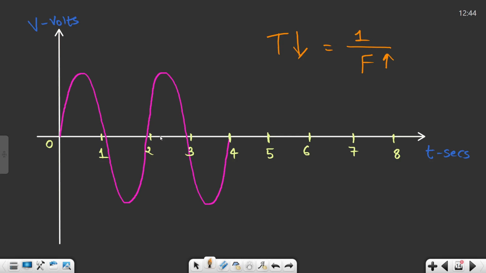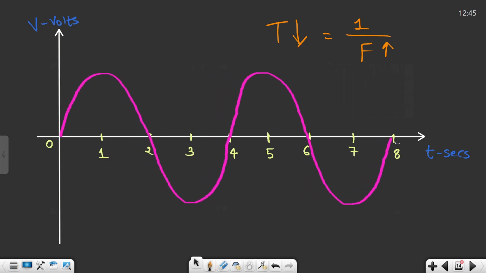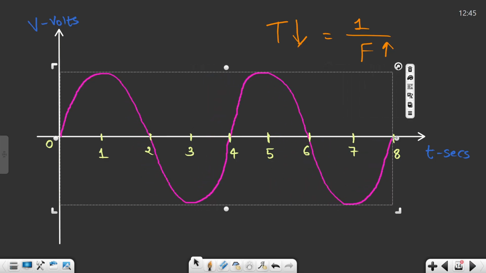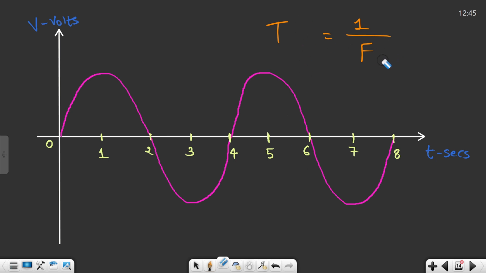Now let me move it a little above, sorry. Okay, so now let's say I am increasing the time period. What is happening? If I am increasing the time period, my frequency is decreasing, right? Because now this entire one cycle is getting completed in around 4 seconds.